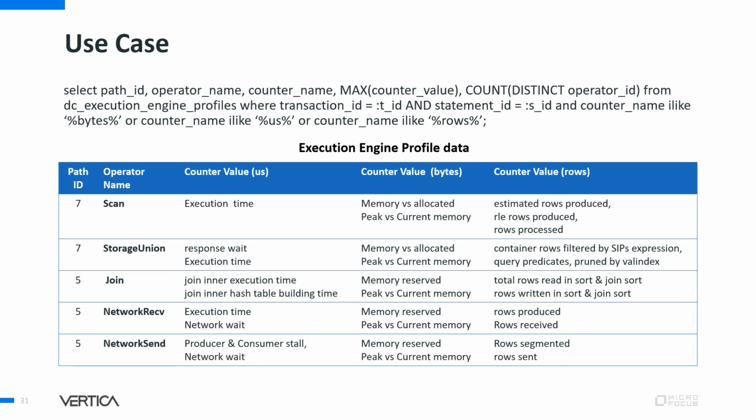For example, one of our customers was facing a performance issue on one of their queries. When we looked into the execution engine profile data, we could see that one node was taking more time when compared to the other nodes. It happened because there was a data skew on one of the participating projections. So we requested our customer to resegment the projections by using appropriate columns. This resolved the issue.